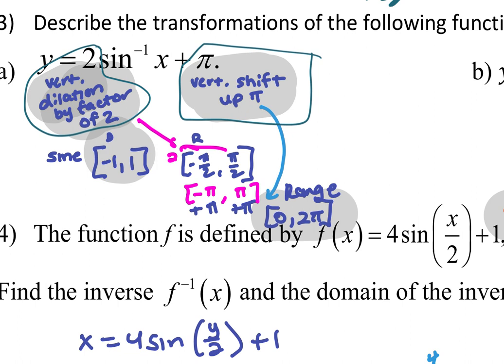On this one, there was no change to the horizontal, so my domain stayed the same, but the range, again, we doubled its length, or we doubled the values, and then we added pi to each of them. Questions on that one?